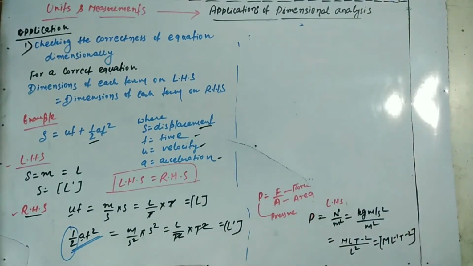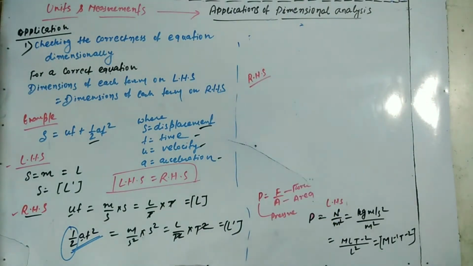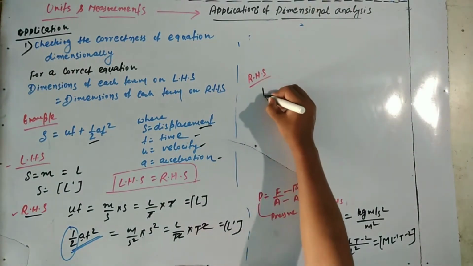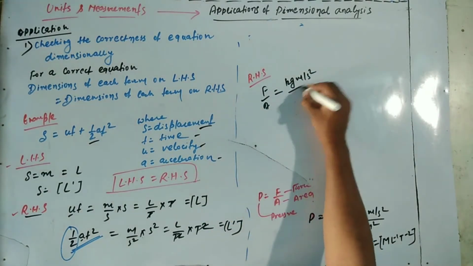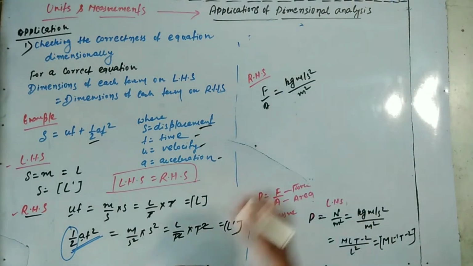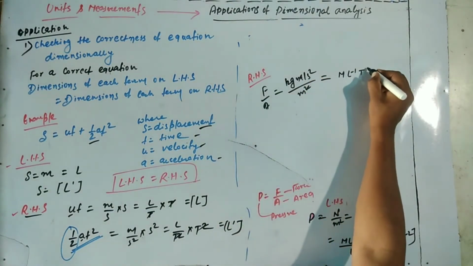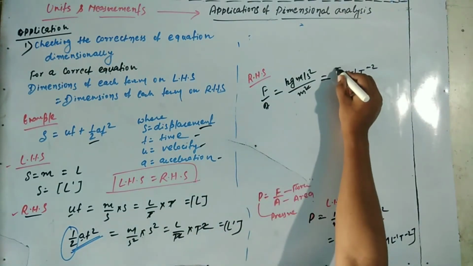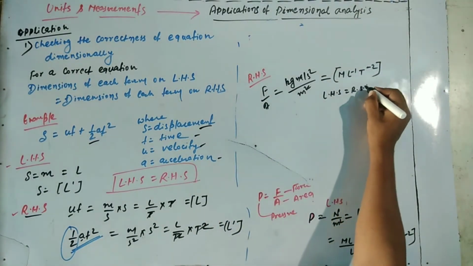Now we find the RHS. So RHS is force by area. The SI unit is Newton per meter square, that is kg meter per second square by meter square. So its dimensional formula is M L power minus 1 T power minus 2, that is LHS equals RHS. It's proved.